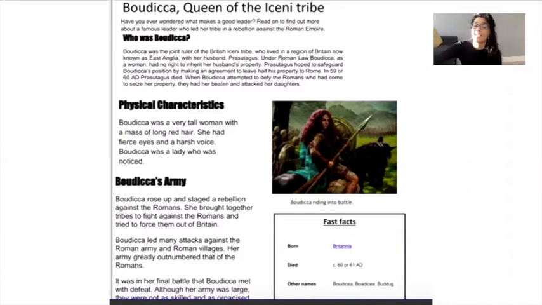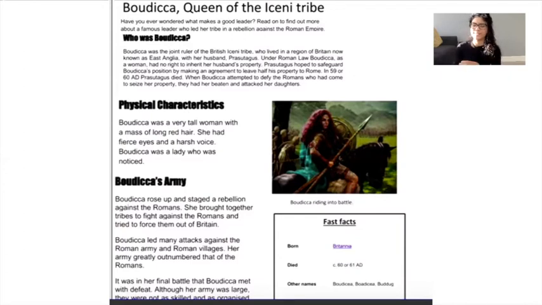Boudicca was the joint ruler of the British Iceni tribe who lived in a region of Britain now known as East Anglia, with her husband Prasutagus. Under Roman law, Boudicca, as a woman, had no right to inherit her husband's property. Prasutagus hoped to safeguard Boudicca's position by making an agreement to leave half his property to Rome. In 59 or 60 AD, Prasutagus died. When Boudicca attempted to defy the Romans who had come to seize her property, they had her beaten and attacked her daughters.